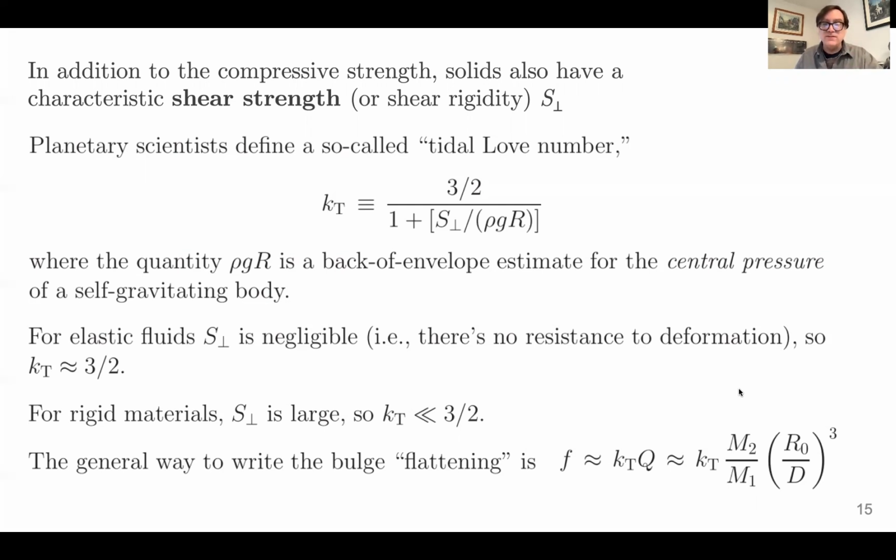What is the tidal Love number? It's essentially a measure of how much flattening the object experiences. So the flattening ratio that we defined in the previous video is really something like the tidal Love number times the tidal Q parameter. So we were just saying that previously, if there's no solid body resistance to the motions, it's just Q by itself, or 3/2 Q. But here we can see it can be much smaller than that if the body has a strong shear strength.